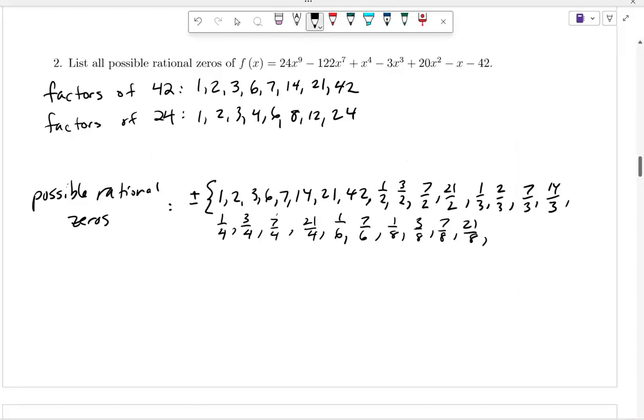12ths: 1 over 12, 2, 3, 6, 7 over 12, 14, 21, 42. That's all I have because all the rest of them had common factors. And then the last one is 24ths: 1, 2, 3, 6, 7, and that should be it. The rest of them should all be repeats.